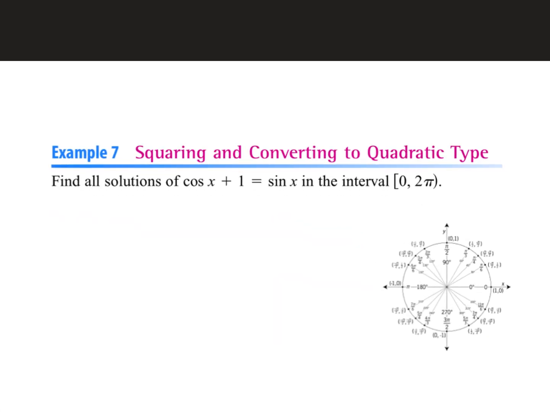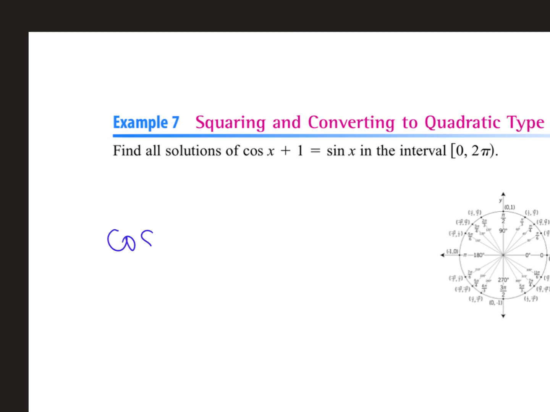Okay? The next one, then we'll be done. It says find all the solutions of cosine x plus 1 equals sine of x. All right. Let's talk about this problem. Same trig functions are different.